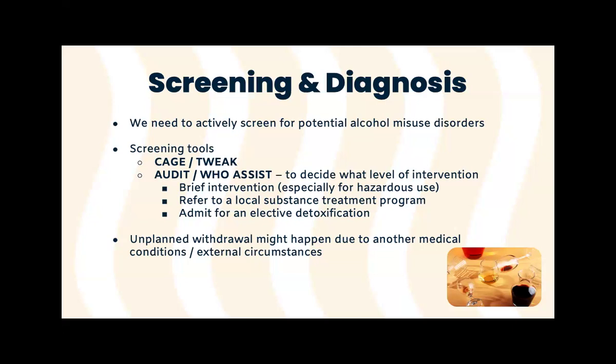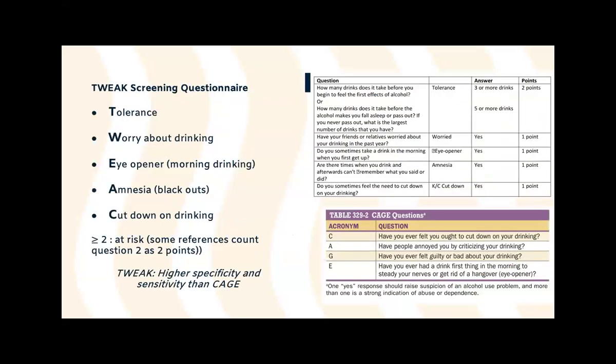It's also helpful to remember that some people might be withdrawing unplanned. Maybe they suddenly didn't have access to alcohol, or maybe they end up with a medical condition in your ward, and you're not even aware that they're drinking that much alcohol, and they might develop withdrawal in your ward as they don't have access.